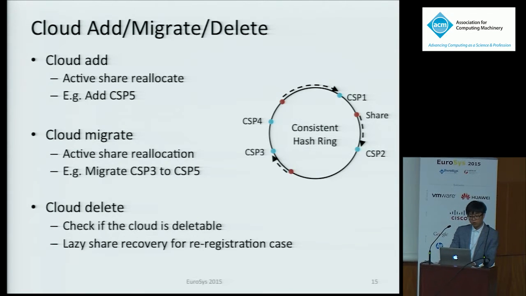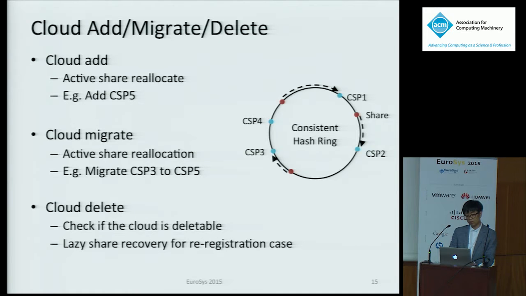Okay, so to add, migrate or delete a cloud, we need to reallocate shares to the new or other clouds. When adding a cloud, we actively reallocate shares. Consistent hash minimizes the number of shares to move. In this example, we add CSP5. The red dot represents a share, and the blue dot represents a cloud.